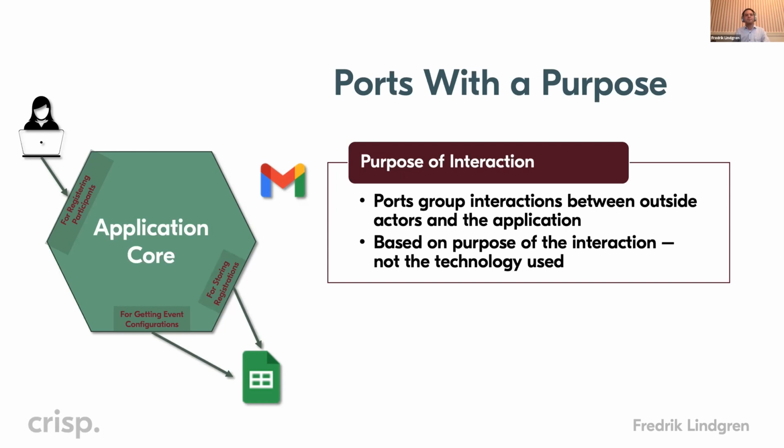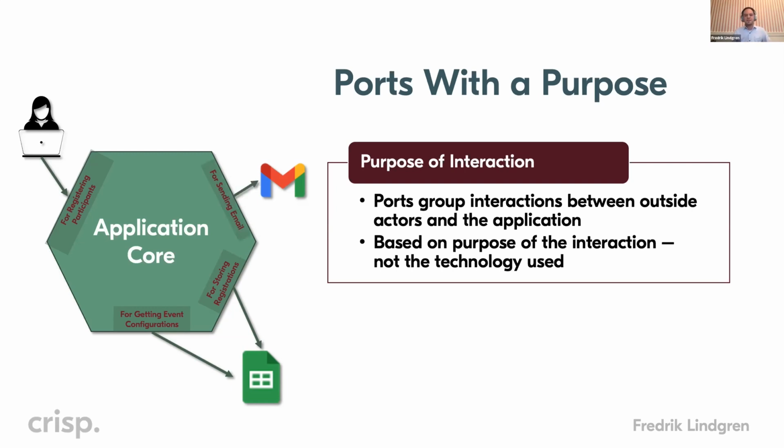Similar, we have a port for getting event configurations. That's where we define what date it is and number of possible participants and things. So that's one port. And there's another port with the purpose of storing registrations. So even though these two ports actually go to the same backend service, which is Google Sheets, they're separate. And going through the history of this application, at one time we actually read the configurations from XML files, and we stored the registration in the database. So by keeping the ports focused on the purpose, they're more resilient to changes.